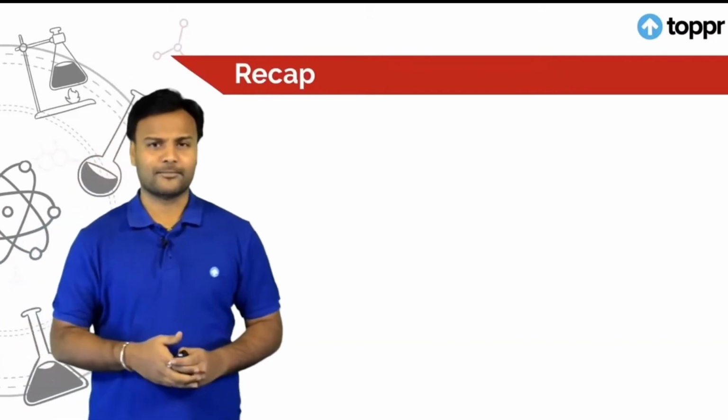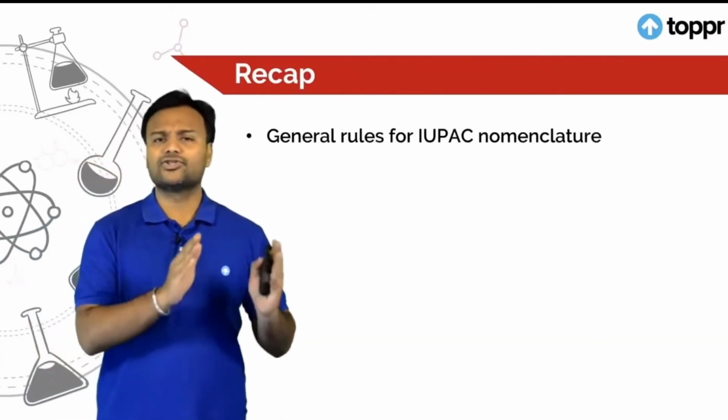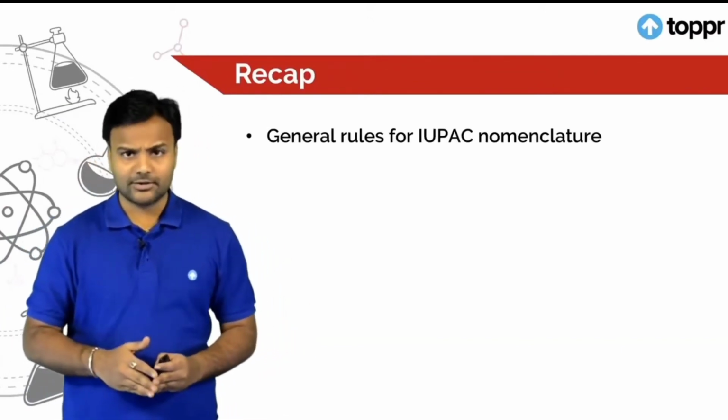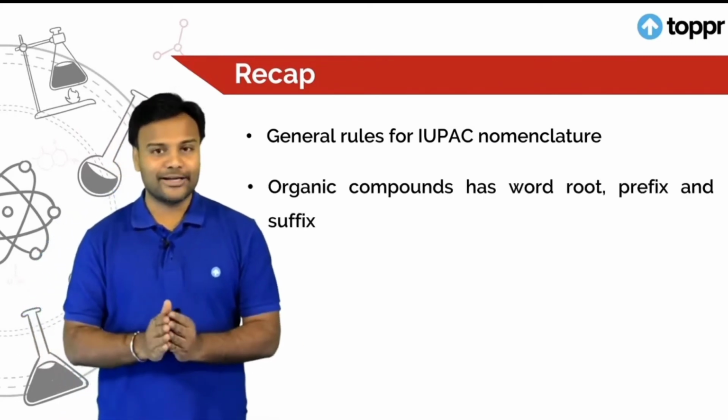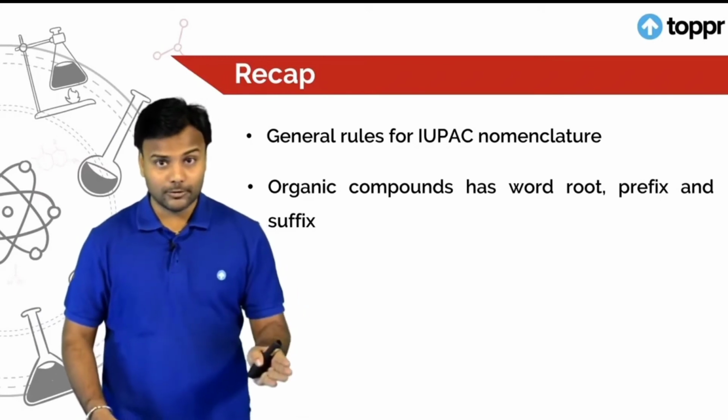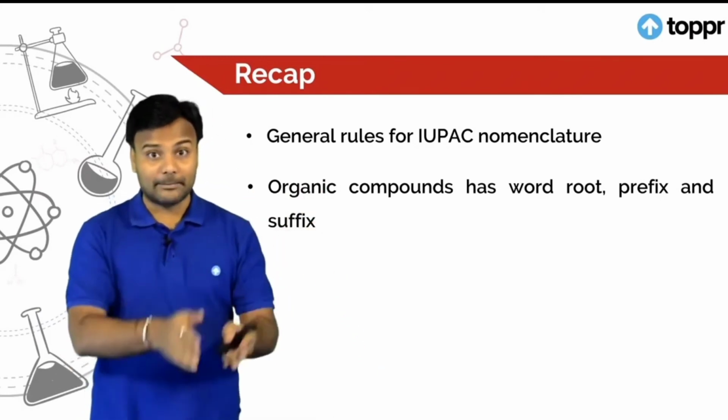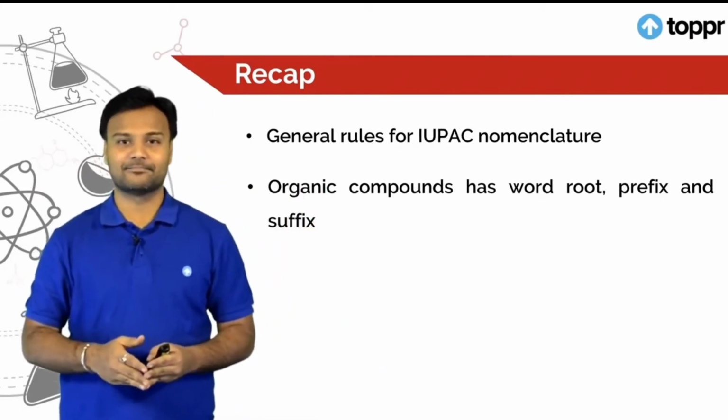So what have we seen so far? We have understood the general rules for IUPAC nomenclature. What are the general rules? Any organic compound should consist of a word root, a prefix, a primary suffix and then a secondary suffix.